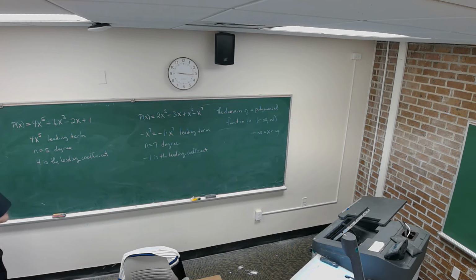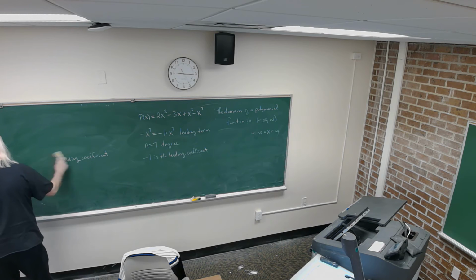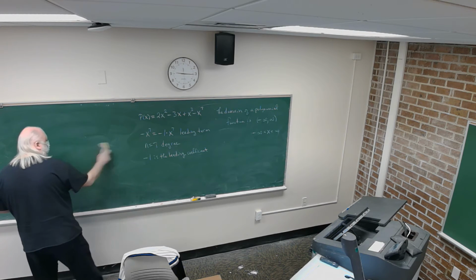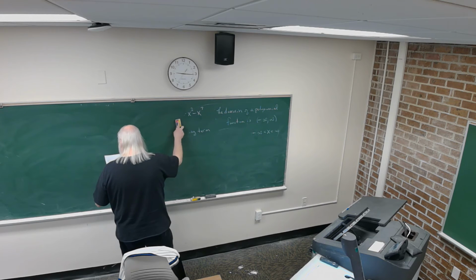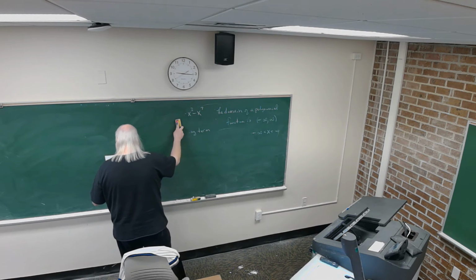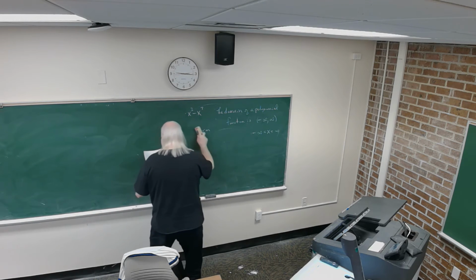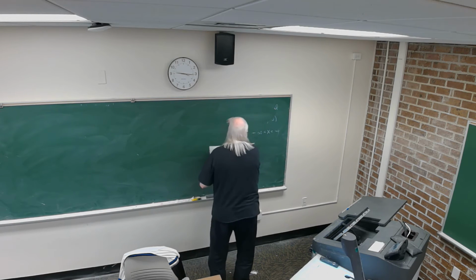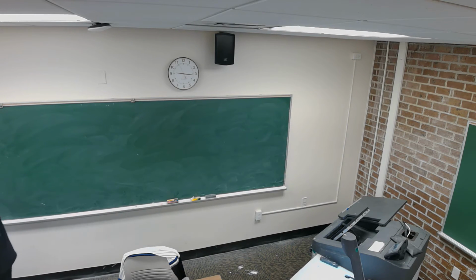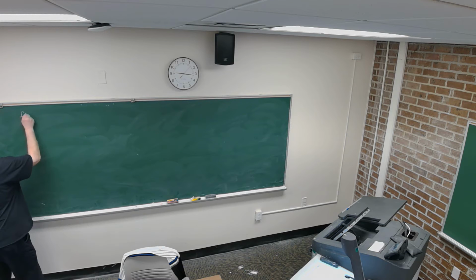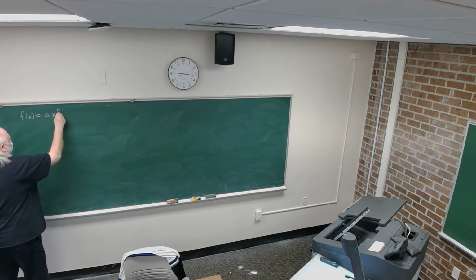All right. So where it says in general, we're talking about the power function, f of x equals a times x to the n.